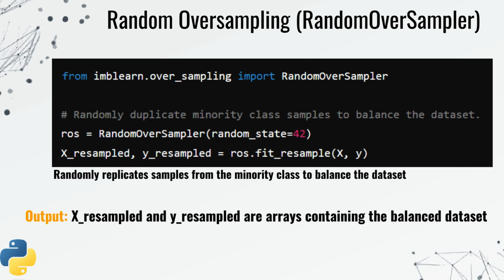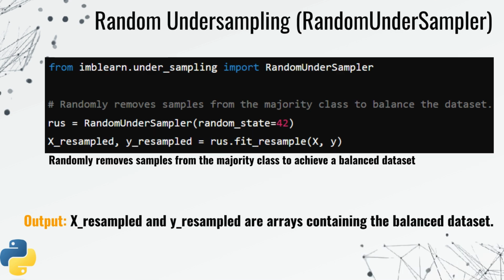Okay, after that you can see we are resampling the x and y, and assigning them to X_resampled and y_resampled, using ros.fit_resample and putting in the x and y values. After that the oversampler will randomly duplicate minority class samples to balance the data. The output, X_resampled and y_resampled, are arrays containing the balanced data set. So it will balance the data set.